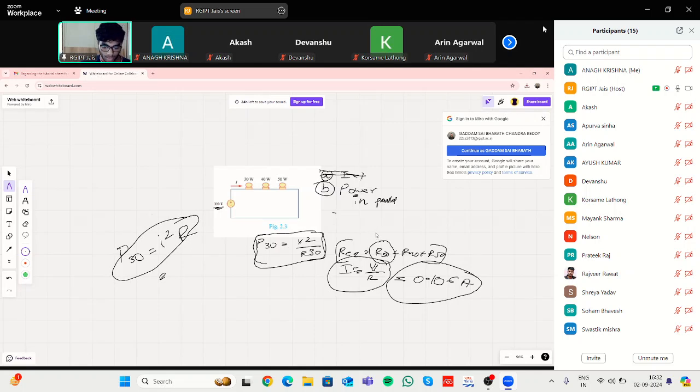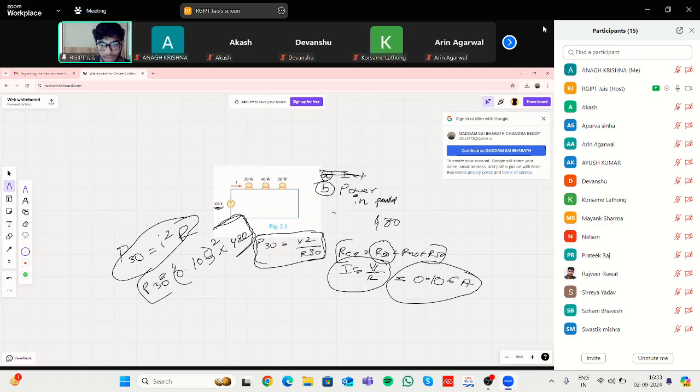I have this value, R30 is equal to 480. So 0.106 whole square into 480 will be giving the power of 30. In this way, you have to find each and every value.